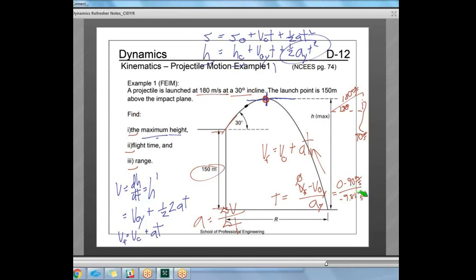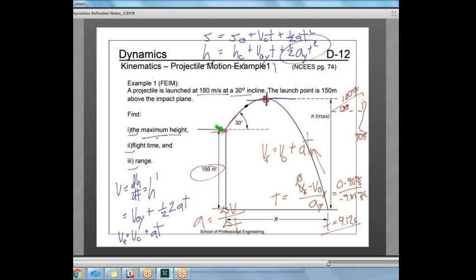So we've got 0 minus 90 meters per second, that's 180 sine theta, over AY. What's AY? Minus 9.81 meters per second squared, which is about 10 seconds. It's actually 9.12 seconds if memory serves. So it takes us just over 9 seconds to reach the top.